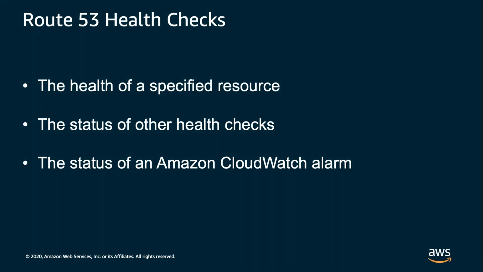We have Route 53 health checks. This checks the health of a specific resource. It can check the status of other health checks themselves, and it can check the status of a CloudWatch alarm. CloudWatch is our monitoring service, which pretty much every other AWS service reports metrics to. So we can create alarms on those metrics, say if CPU is high, if network utilization is high, or something just isn't going right, and then we can respond to that.